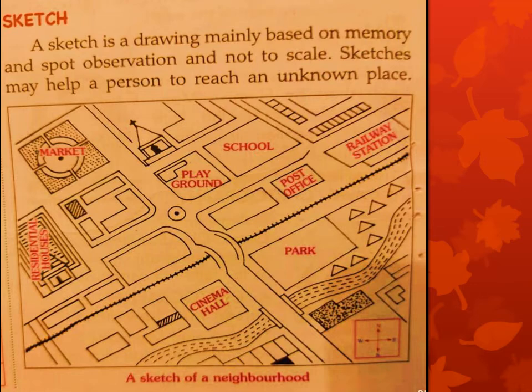Next we have sketch. A sketch is a drawing mainly based on memory and spot observation, and that is not made on scale. These sketches may help a person to reach an unknown place. Here you can see a sketch of a neighborhood. You can see many important pieces of information given in this, but remember, a sketch is not made on scale.